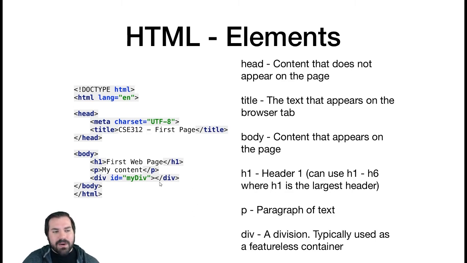So if we have multiple paragraphs right next to each other, your browser, reinterpreting the HTML, is going to separate those by new lines and separate them into paragraphs the way we'd expect. And then div, probably the most useful HTML element and the one that has the least features, I would say. It's a featureless container that we just use to put things in.